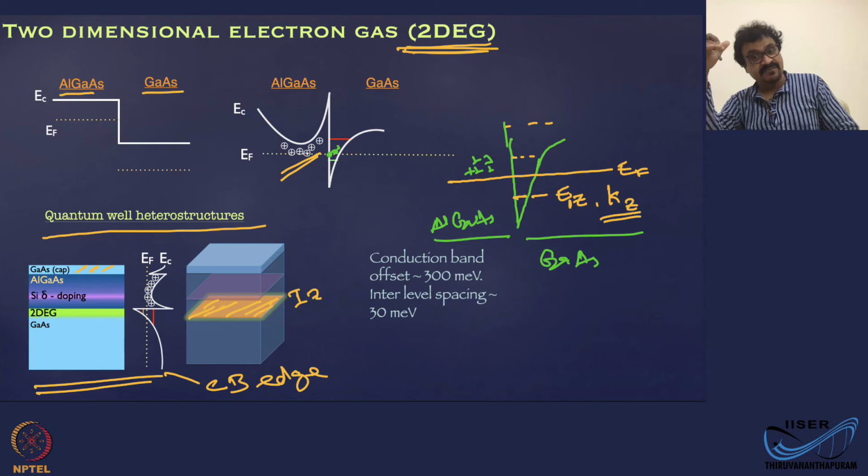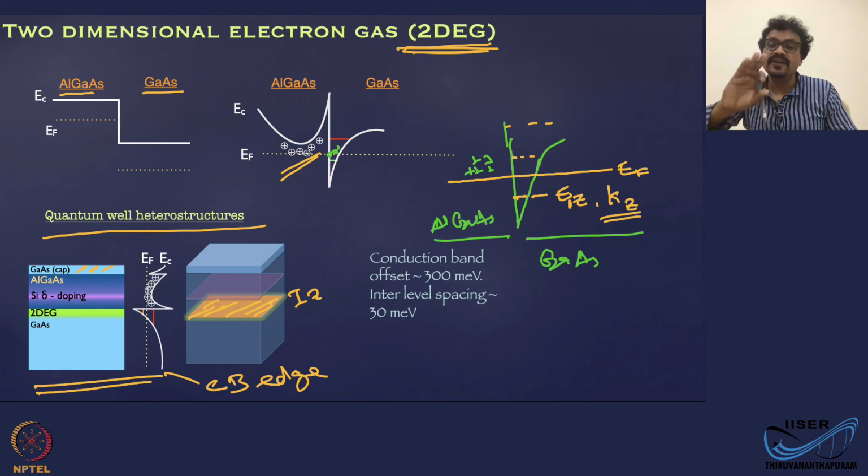The dimensionality comes from the confinement in a direction. Two-dimensional means the electrons are free to move only in the XY plane. They are confined in one direction. They are free to move in the other two directions. That is the two-dimensional system. All right.